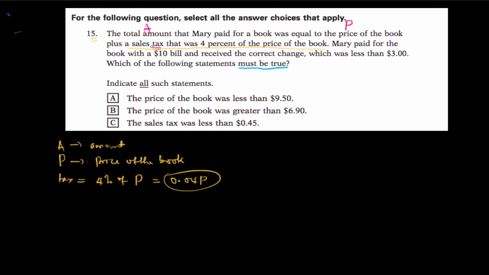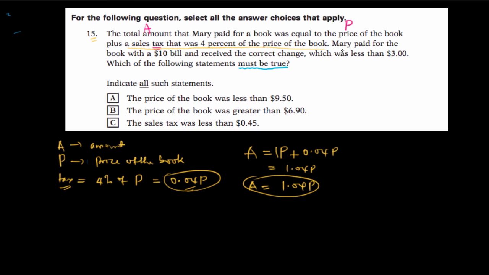Now let's interpret the whole statement here. It says the amount she paid for the book, that is A, is equal to the price of the book, which is P, plus the sales tax that was 4% of the price of the book. Now the tax we obtain is 0.04P. So 1P plus 0.04P is going to give us 1.04P. So in other words, we've obtained that the amount of the book is 1.04P. So this is what we know, and which is what we're going to use.